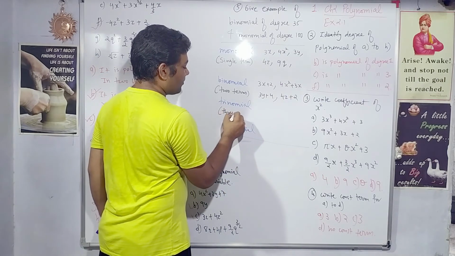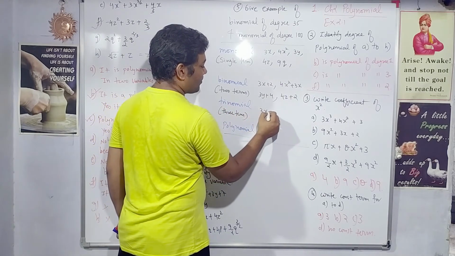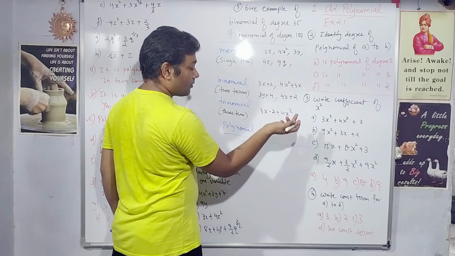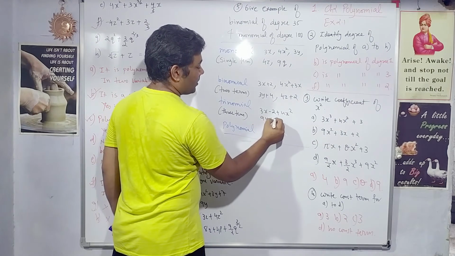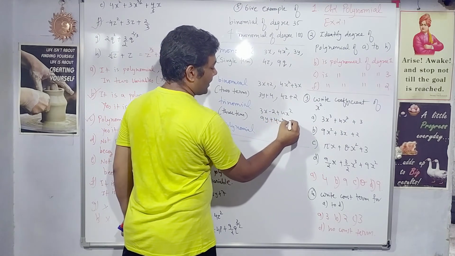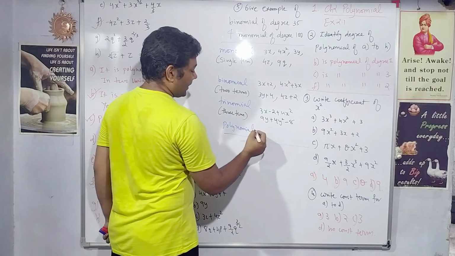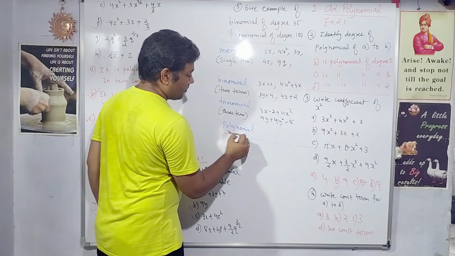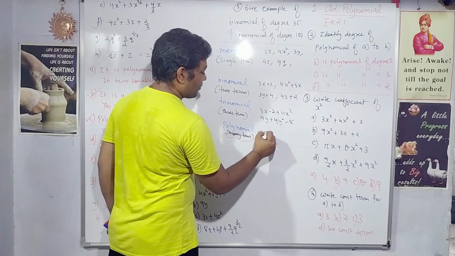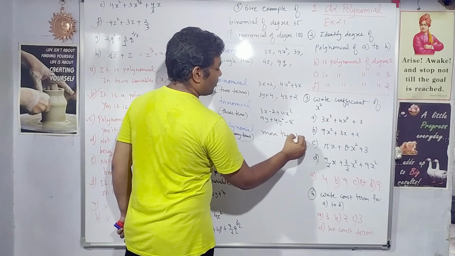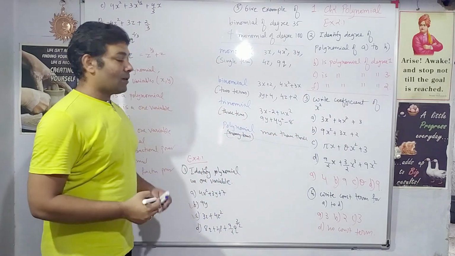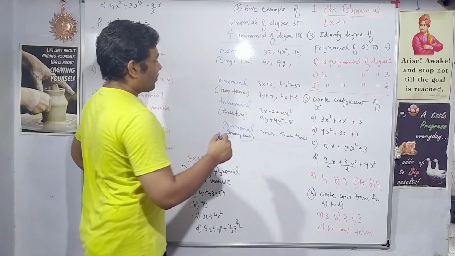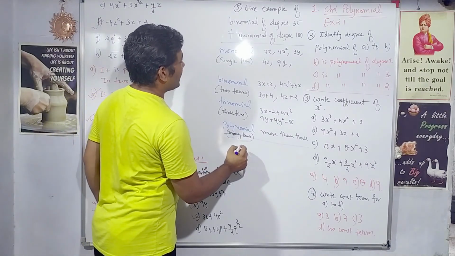Trinomial means three terms. So 3x minus 2 plus 4x square, three terms, 1, 2 and 3. 9y plus 4y square minus 8. So these are the three terms. Polynomial means many terms. Many terms means more than 3. If there are more than 3 terms, we call it a polynomial. So let us write down the answer to our question. Right? What will be the answer?